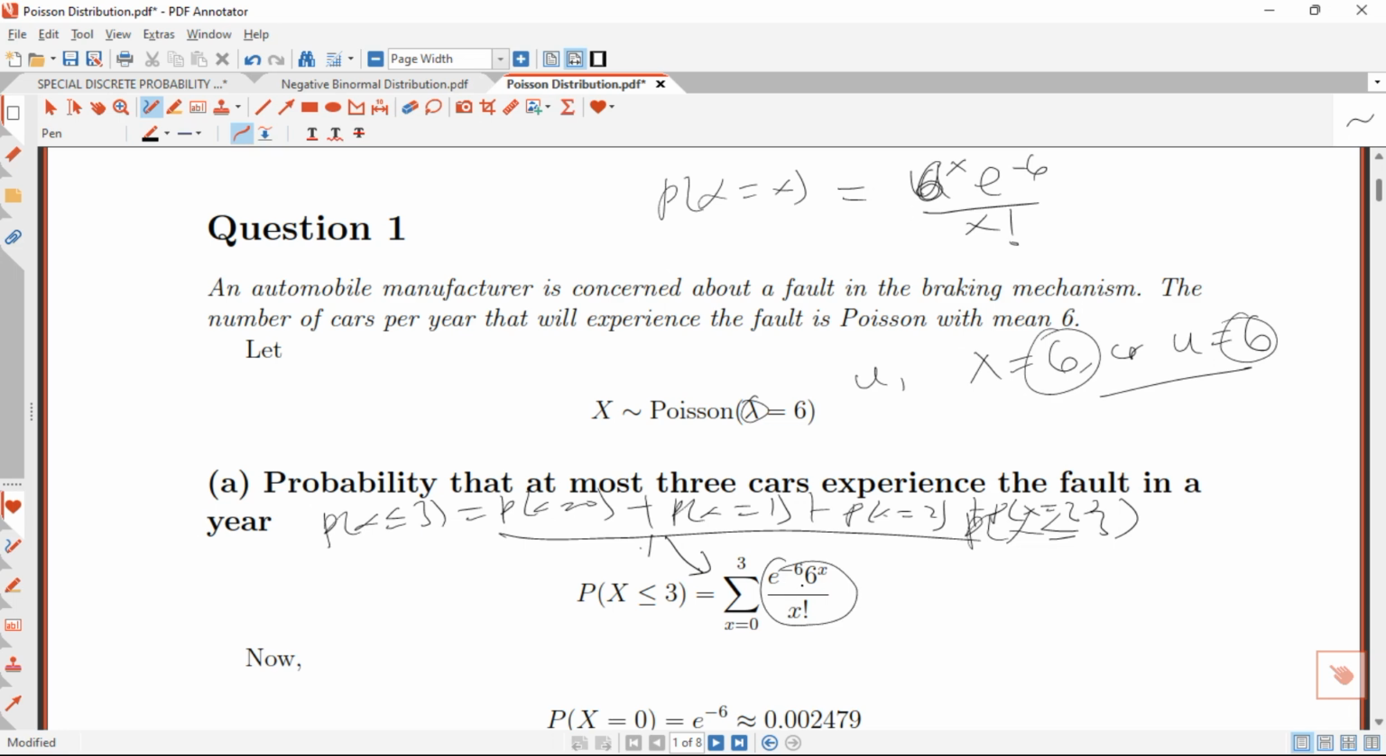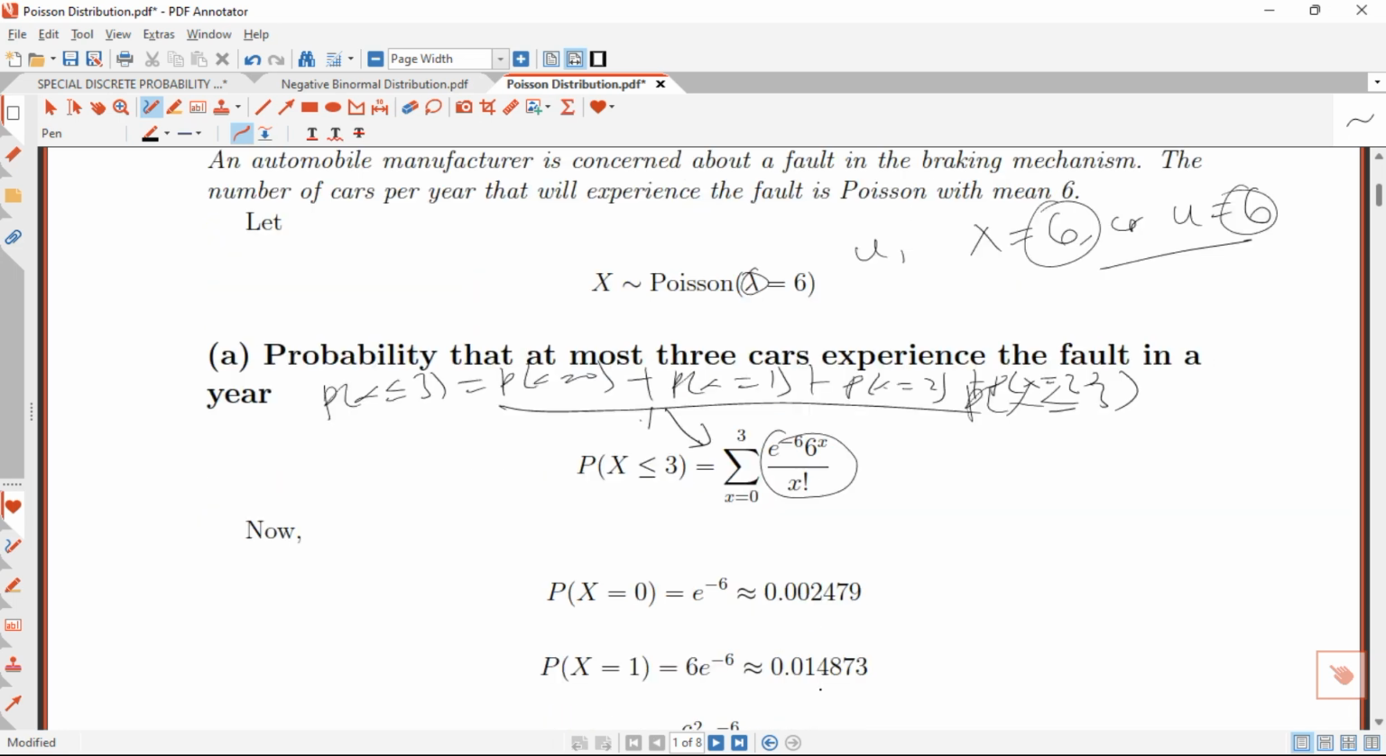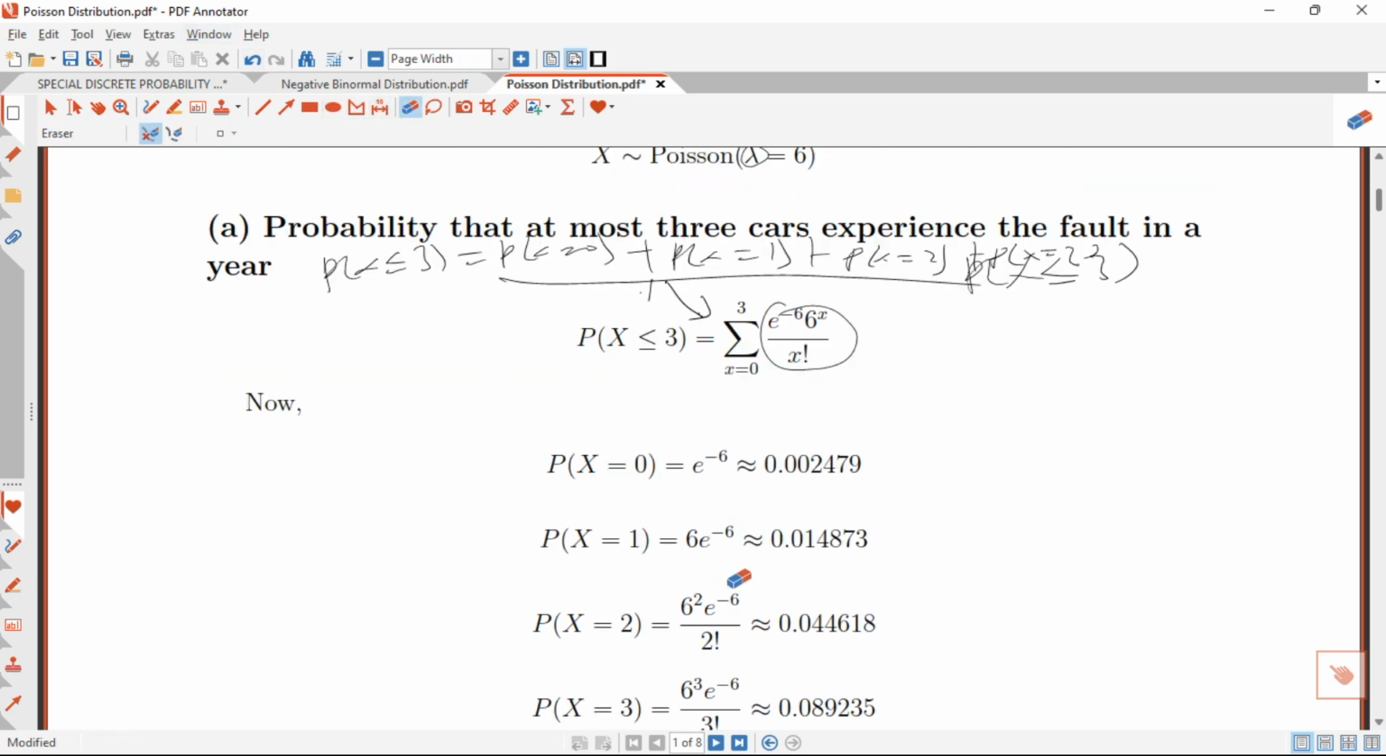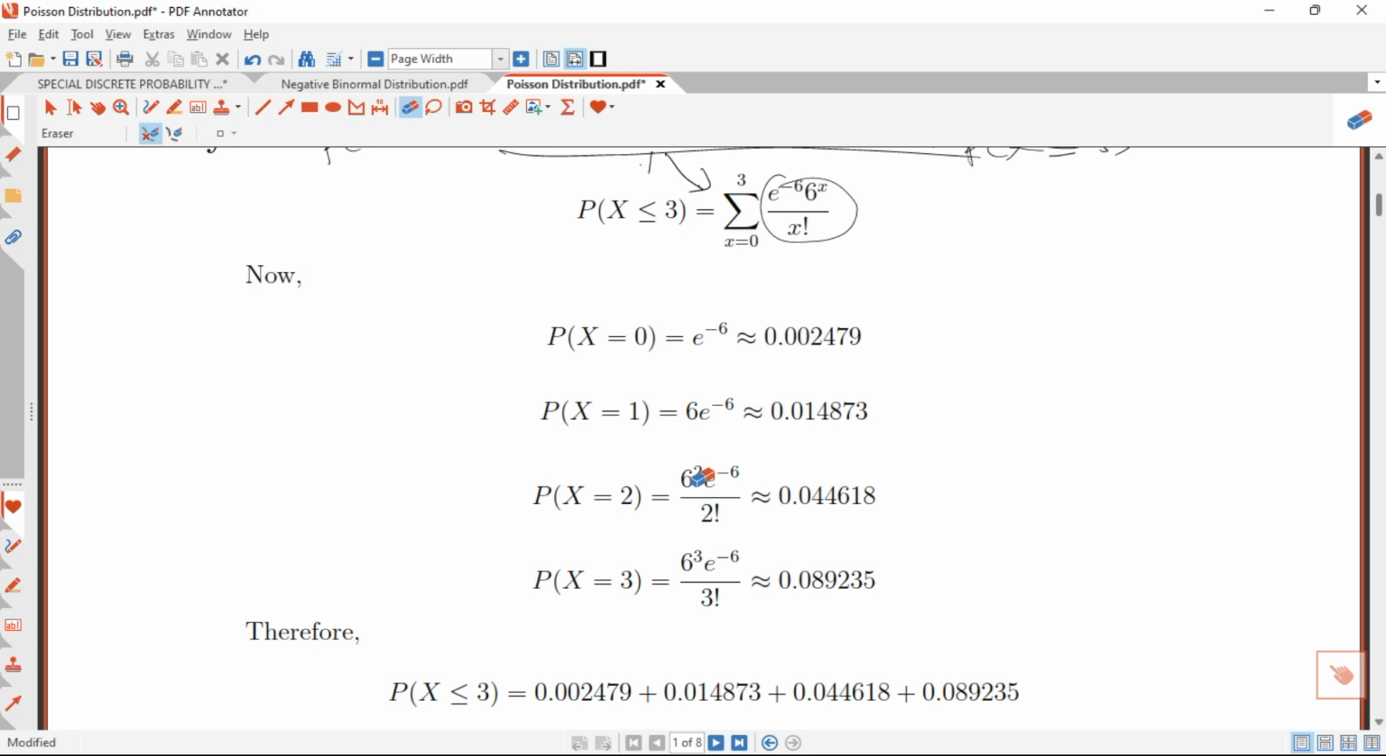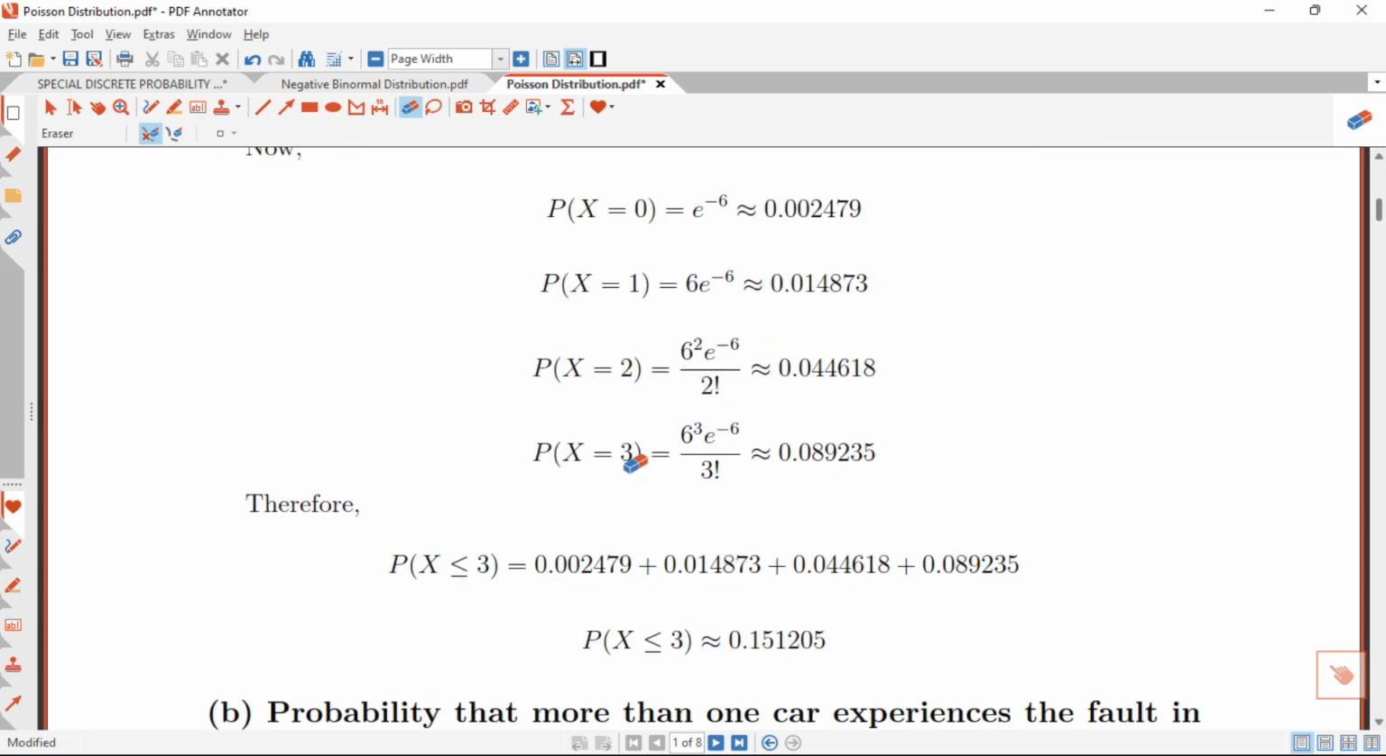So we are just going to calculate the probability that x is equal to 0. The probability that x is equal to 0 is e raised to the power negative 6. The probability that x is equal to 1 is 6 e raised to the power negative 6. The probability that x is equal to 2 is 6 raised to the power 2 times e raised to the power negative 6 divided by 2 factorial. The probability that x is equal to 3 is 6 raised to the power 3 times e raised to the power negative 6 divided by 3 factorial.